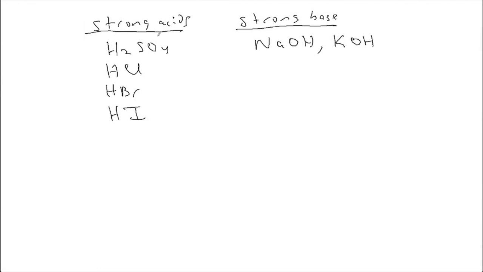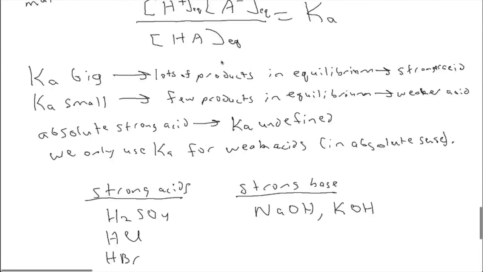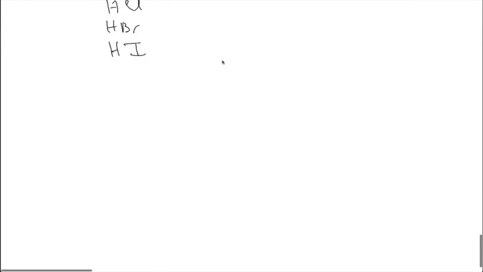Things that are not in these lists are probably going to be weak. But one way you can tell if something is strong or weak, if the problem gives you the Ka, is it a strong or a weak acid? It's a weak acid. Because a strong acid wouldn't have a Ka.